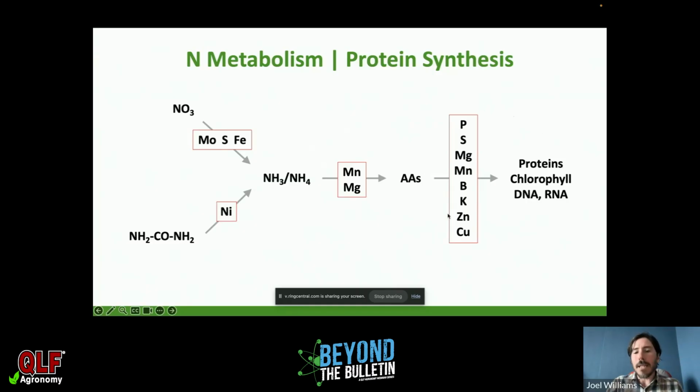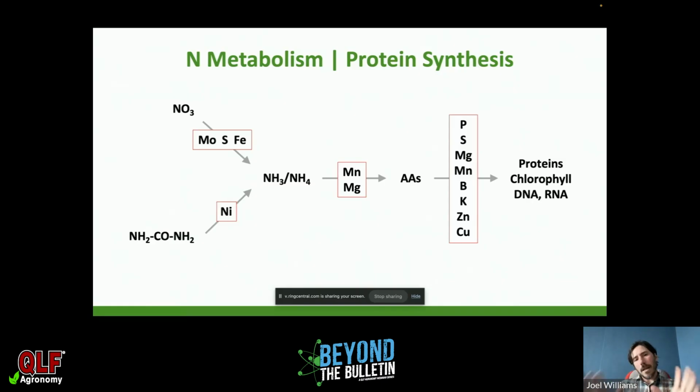And there are many, many important nutrients that drive this end process because there are many, many different proteins. And so it depends on which protein is being synthesized as to which nutrient is required to build that enzyme to convert that reaction. So the top three here are particularly important. Phosphorus, sulfur, magnesium are very, very important for good protein synthesis. But also, again, manganese, boron, potassium, zinc, copper, they all additionally also play a role.